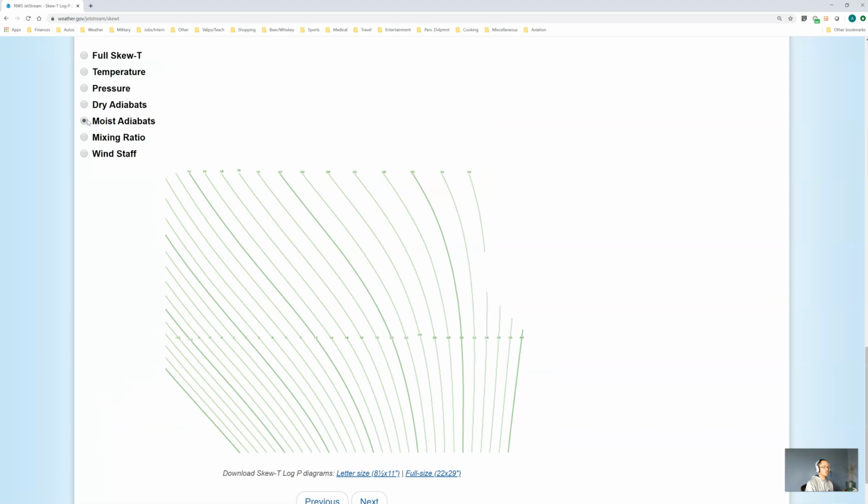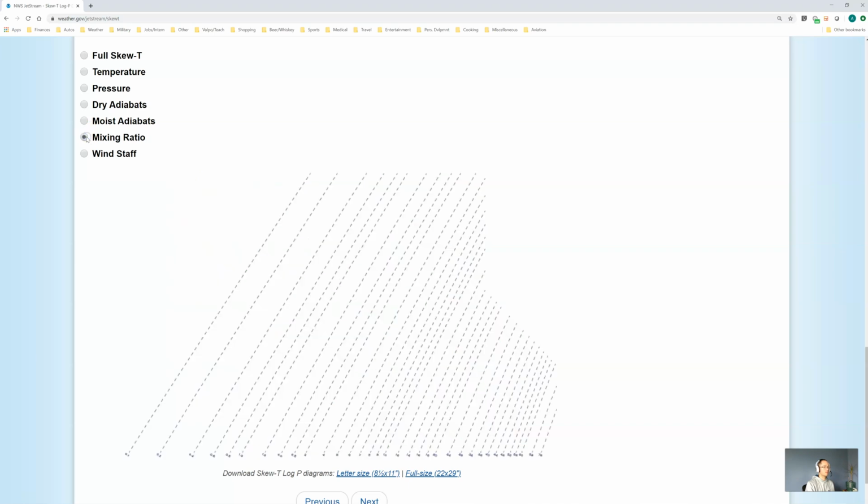Your moist adiabats are much more strongly curved, and you can note that that curvature increases as you get higher and higher in the atmosphere. And so your moist adiabats are going to be one of those parameters, again, related to what is the amount of moisture that can be held at a given temperature, your Clausius-Clapeyron relationship. Clicking on mixing ratio, these are going to be green, or here bluish dashed lines with values down along the x-axis.